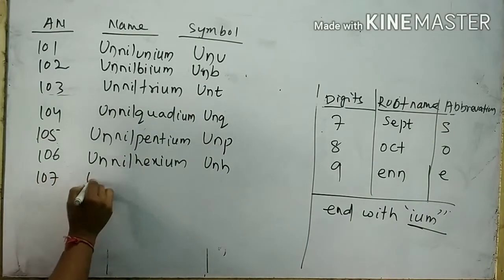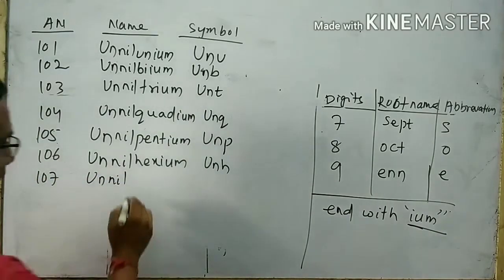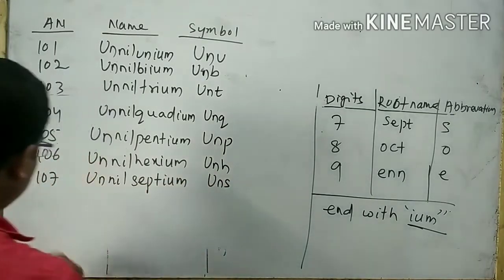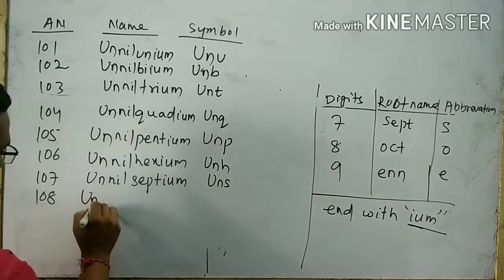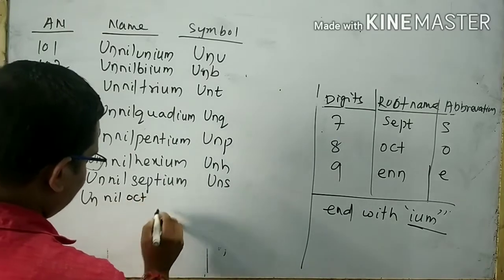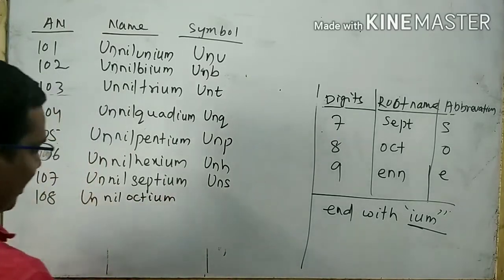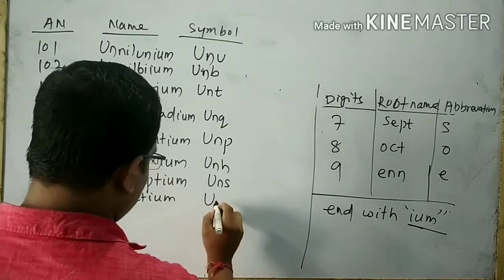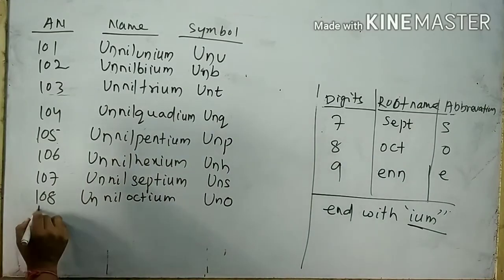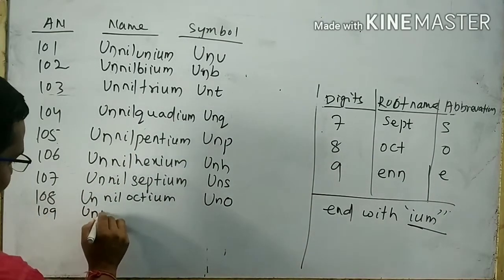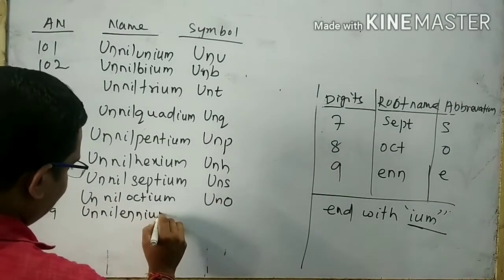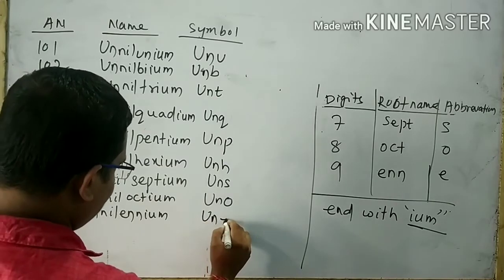For 107, un nil sept, IUM, and the symbol is UNS. For 108, un nil oct, IUM, we can write UNO. For 109, un nil enn, IUM, and the symbol is UNE.